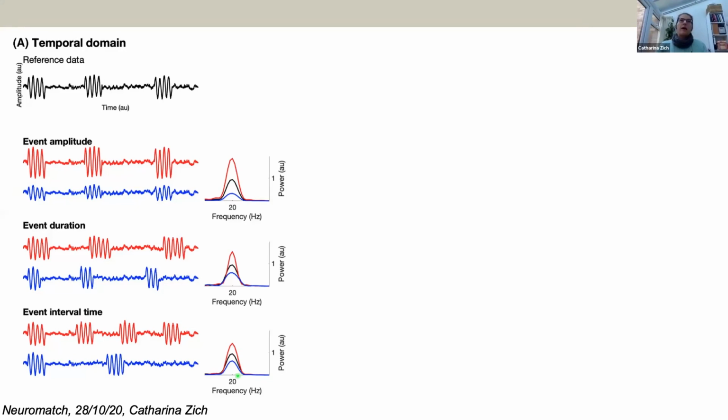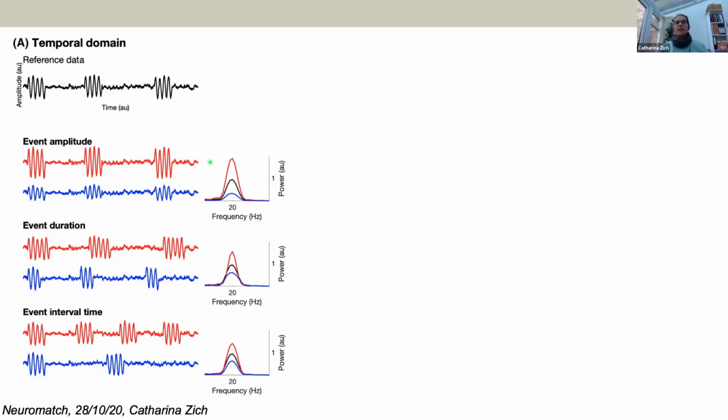Clearly the left panel looks very different. The scenarios, event interval time and event duration, clearly differ on the left side. However, the power spectrum of these 3 scenarios are very comparable. This goes back to the point I made earlier of saying an increase in power can have different underlying mechanisms.